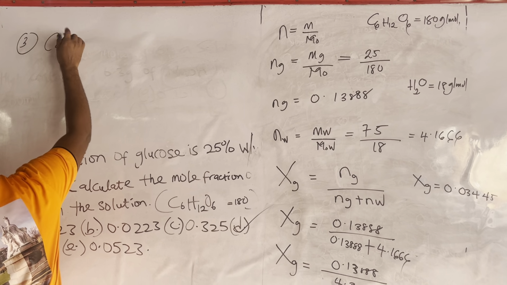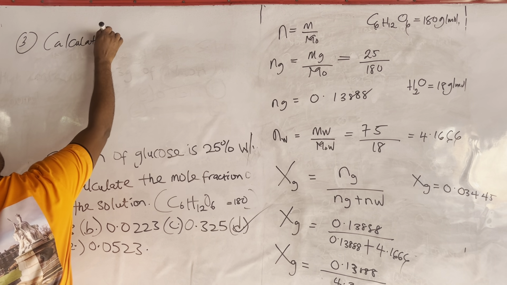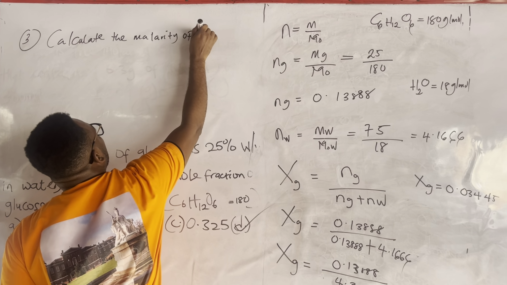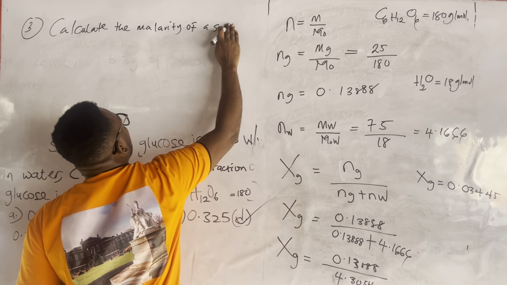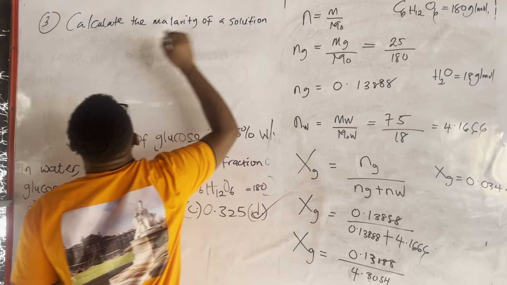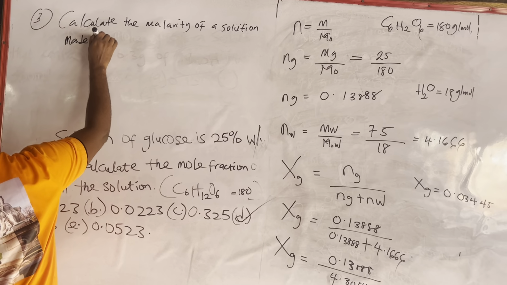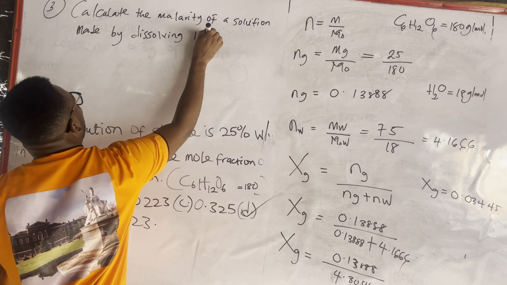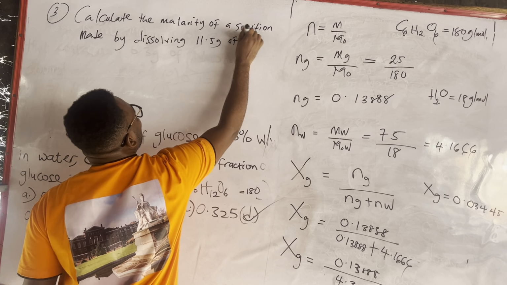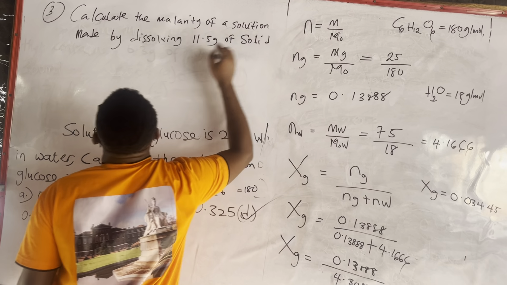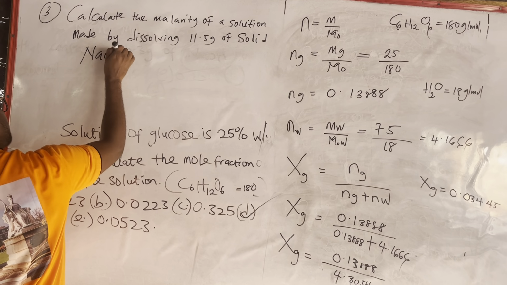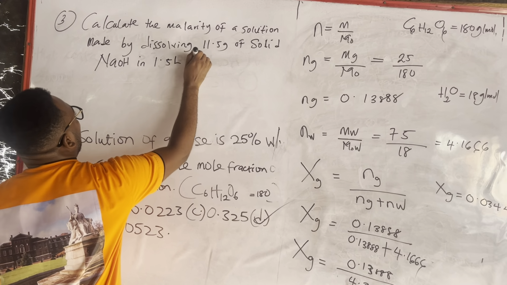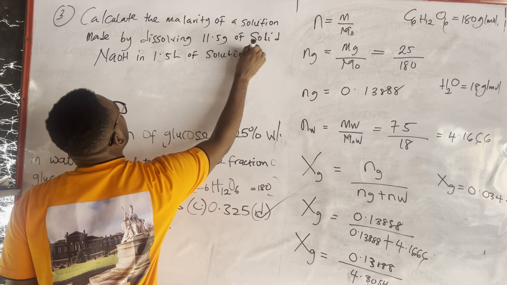Calculate the molarity of a solution made by dissolving 11.5 gram of solid NaOH in 1.5 liters of solution. So let's look at this question.